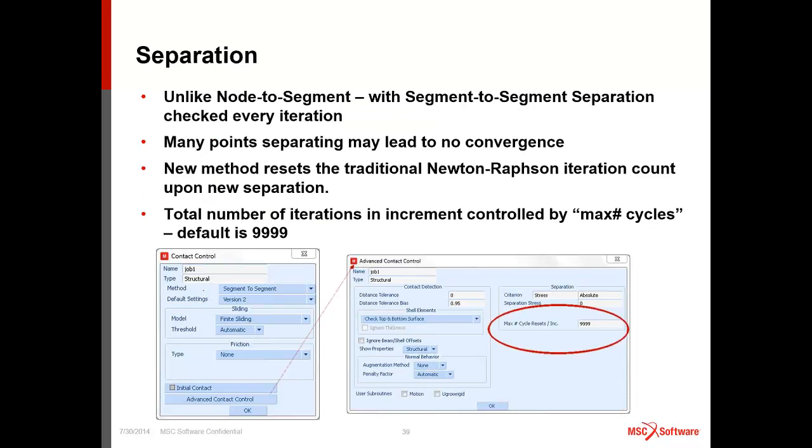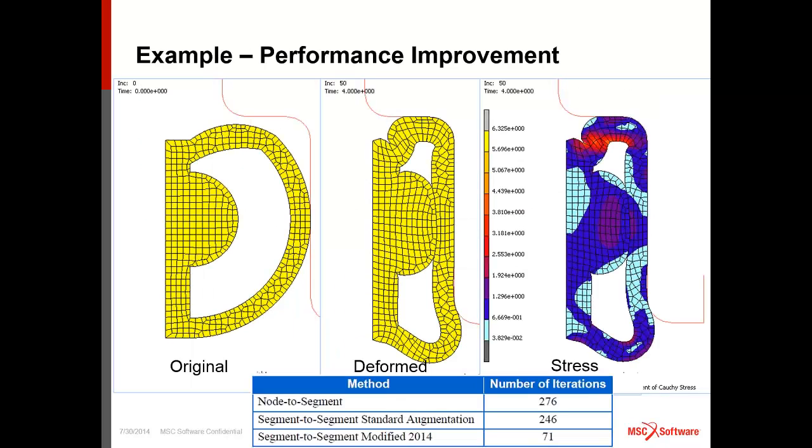And then finally, what we've done is, in terms of separation, separation between node to segment and segment to segment is different. With segment to segment, it's really effectively more accurate. We check for separation at every Newton-Raphson iteration. That would cause higher costs and possibly a failure to converge. So we have changed the way we count cycles, reducing the chances of a Marc exit 3002.